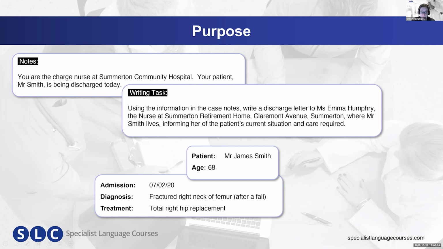In the first paragraph, to express the purpose clearly, you need to always include the patient's name. So here, Mr. Smith. And what's the context? What's happened to him? So here, admitted to the hospital. Why? For a total hip replacement, because he'd fractured his right neck of femur. So you would mention that in the opening paragraph.